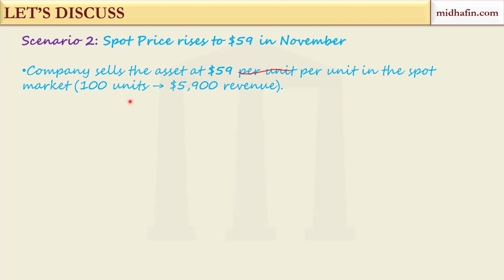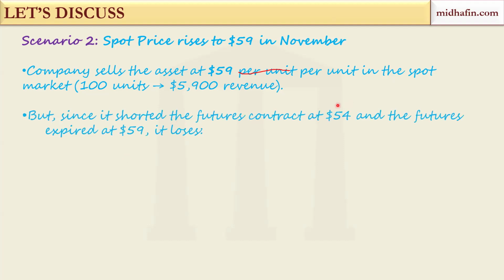But what if the company had hedged? In this case, we are assuming that the company has hedged. Since the company has shorted the futures contract at 54 and the futures now expired at $59, because the price of futures and spot will converge, the company will actually lose how much in the futures market total? Correct, $5 per unit. So total loss is 500, right?